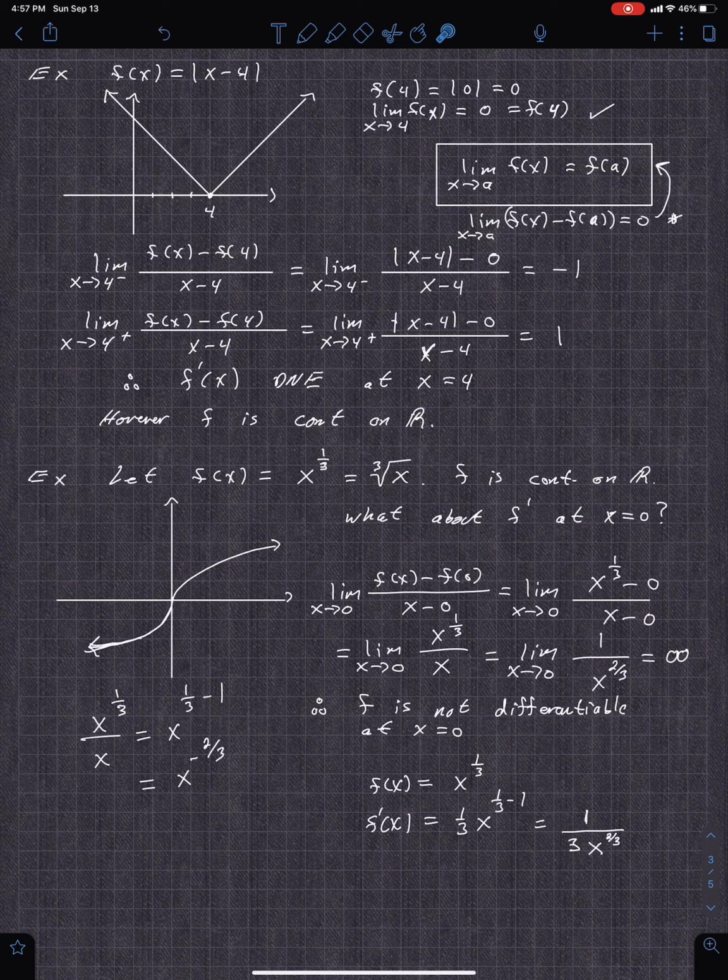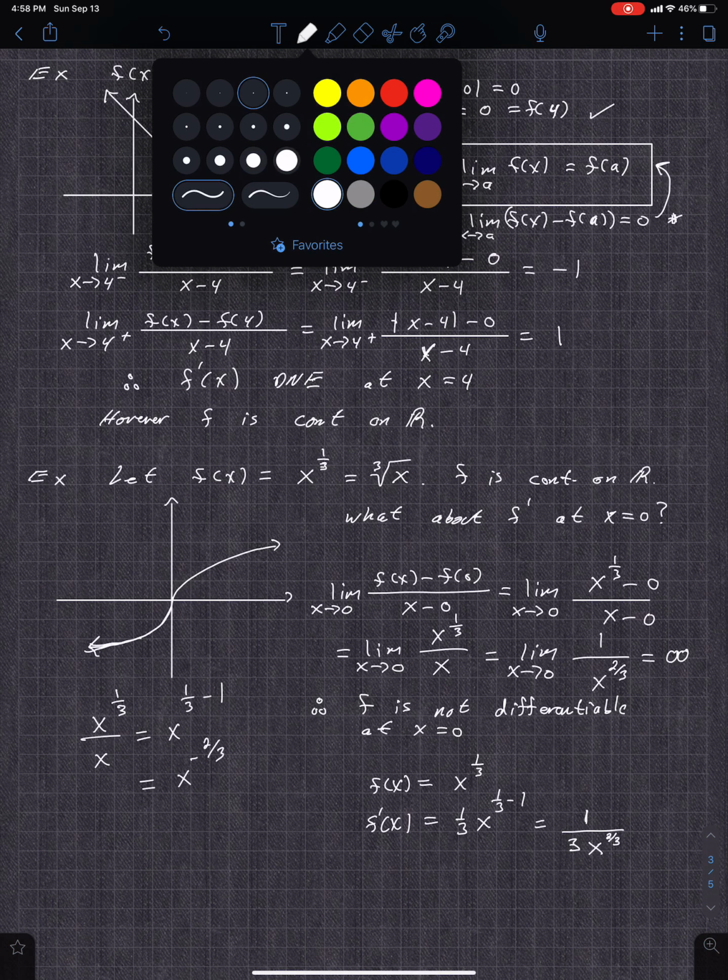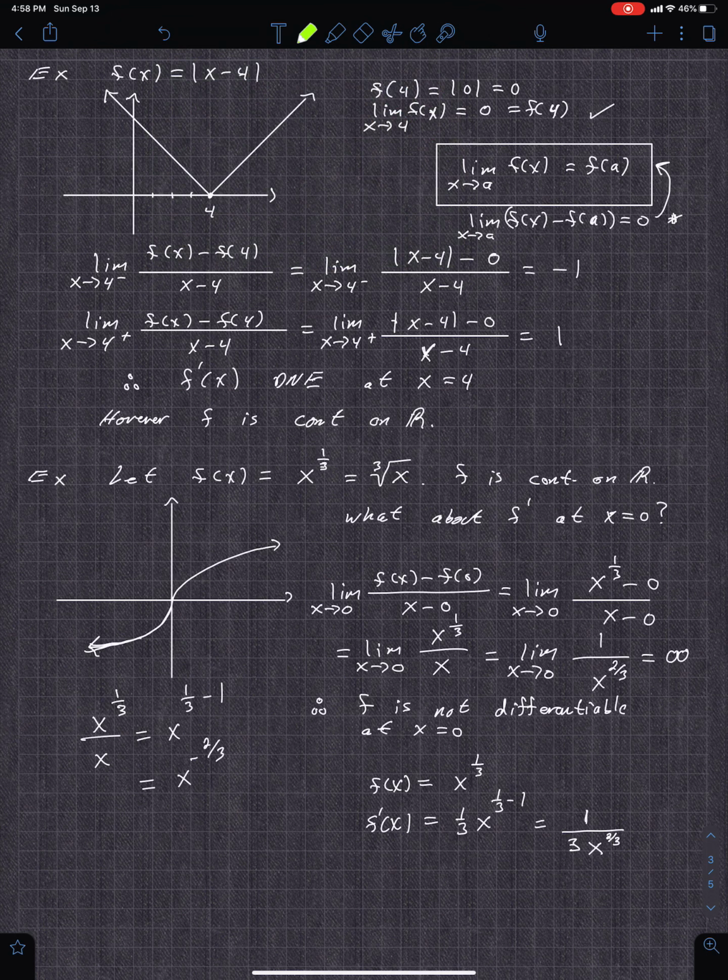So f of 4 is 0, right? The limit of f of x at 4 is always 0. You can always just plug in 4 and you're going to get 0. So it's continuous. So the limit of f of x as x approaches a equals f of a, because f of a is 0. Since this is true, what can you conclude about the continuity? Is the function continuous everywhere? The answer, of course, is yes. So this is continuous. Therefore, f is continuous on R.